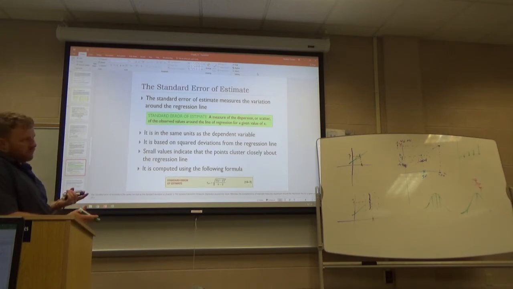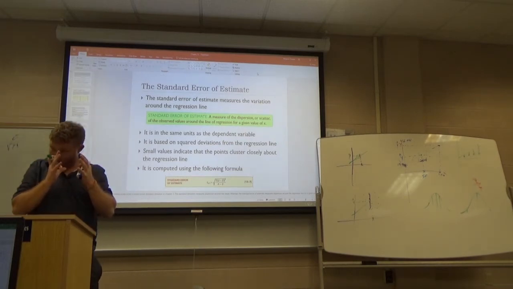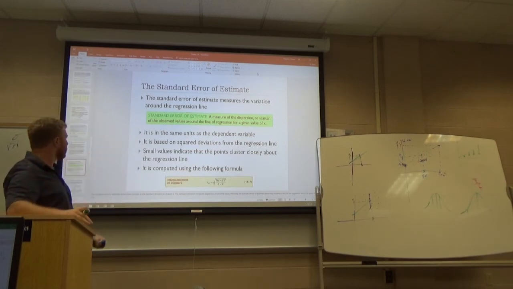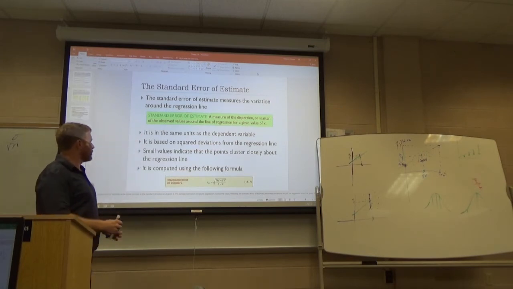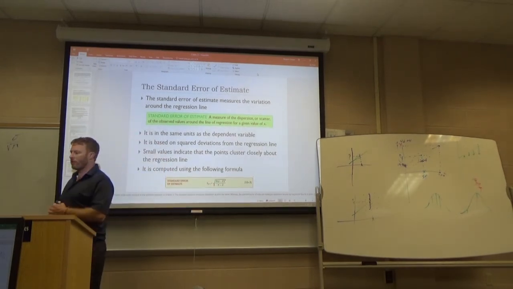Why do we square them? Get rid of the negatives. Small values indicate that the points cluster closely around the regression line, doesn't it? Makes sense, doesn't it? The bigger the value, the more space. And it's computed using this formula. Now, this formula right here ought to look familiar to some folks. Anybody ever seen something that looks like this?